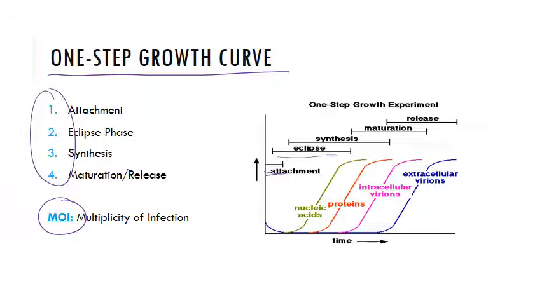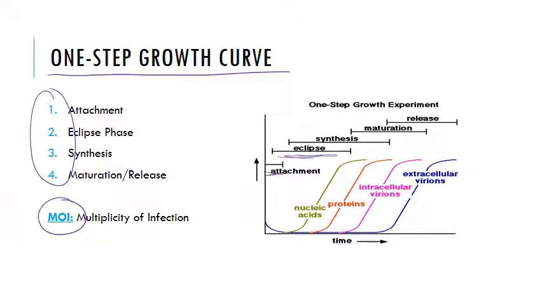Then you have what's known as the eclipse phase. During the eclipse phase, most of the virions you started with start to disappear. Why? Because they're penetrating the cell, so you can't see them anymore. But once inside the cell, they'll uncoat and begin the process of replicating their genome and producing their viral proteins.